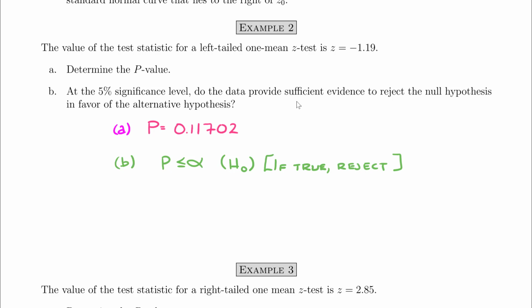When we look at our values, our p-value is 0.11702. Our significance level, alpha, is 0.05. So when we compare these two values, we see that our p-value is in fact greater than our significance level. So we do not reject the null hypothesis. If it happened to be less than, then we would reject the null hypothesis.